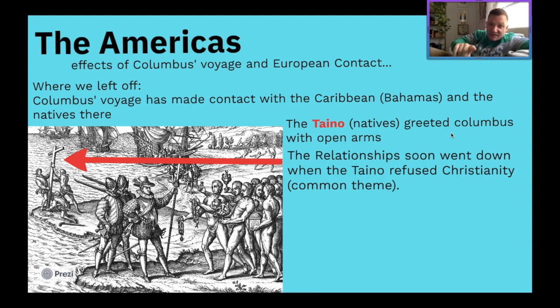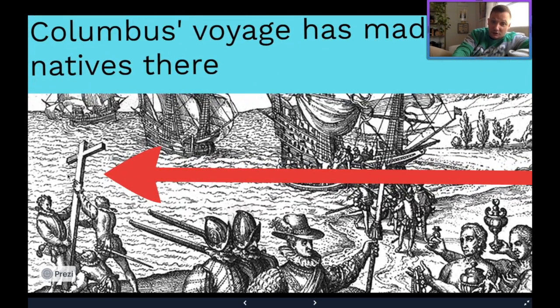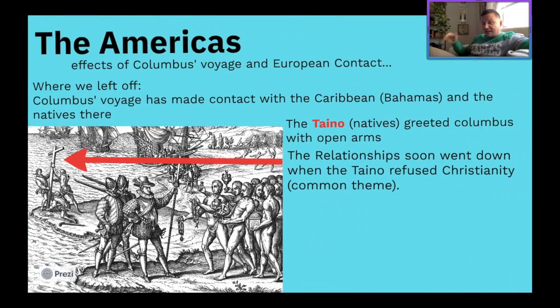Because as you can see in this engraving right here, this ominous cross in the background is a little bit of a concerning factor, right? The relationship goes downhill, though, when he tries to introduce Christianity to them. But these people don't have a written language. They don't understand the concept of Christianity. They have their own religion already.